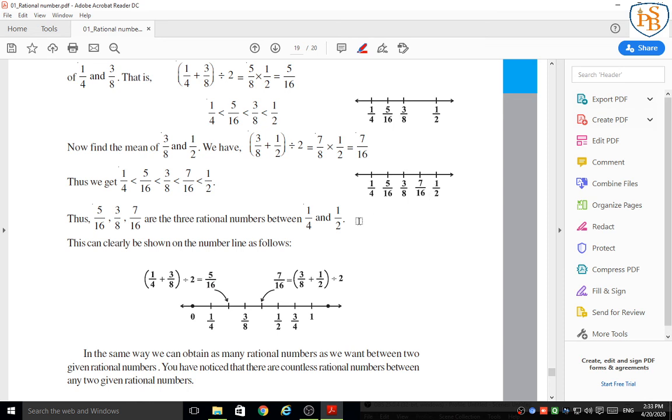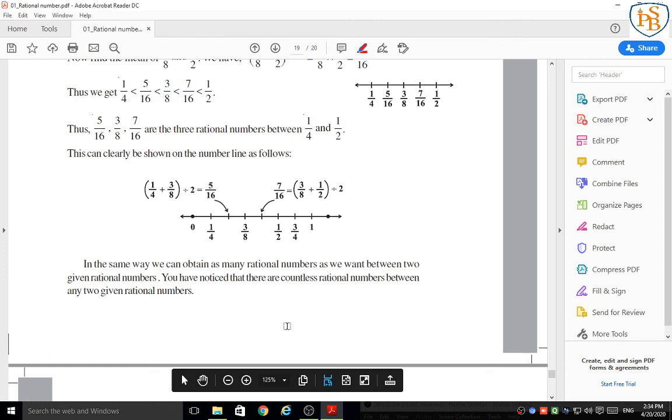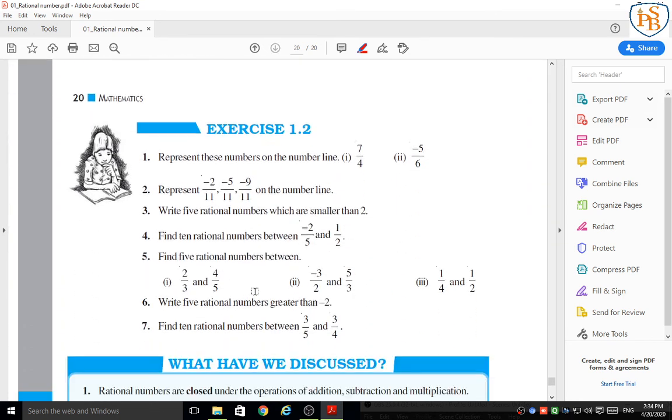So which are the three numbers between 1 upon 4 and 1 upon 2? That is 5 upon 16, 3 upon 8 and 7 upon 16. Thus 5 upon 16, 3 upon 8 and 7 upon 16 are the three rational numbers between 1 upon 4 and 1 upon 2. In the same way, we can obtain as many rational numbers as we want between two given rational numbers. You have noticed that there are countless rational numbers between any two given rational numbers. In the same way, you can solve exercise 1.2. Thank you.